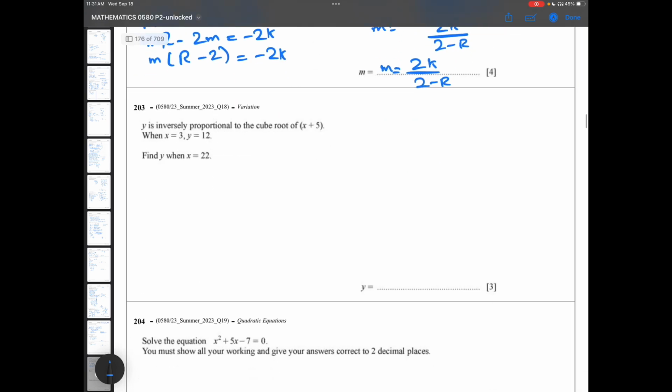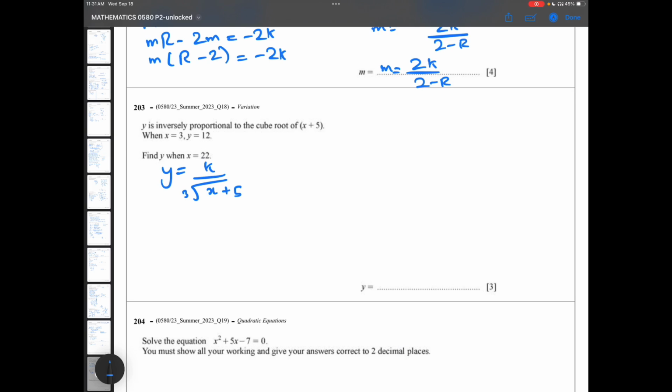Now next question it says y is inversely proportional to the cube root of x plus 5. When x is equal to 3, y is equal to 12. Find y when x is 22. Y is inversely proportional to the cube root of x plus 5. I will form the equation first. Y will be equal to k upon cube root x plus 5. Whenever the two quantities are in inverse relation with each other, the second quantity gets divided with our constant k.